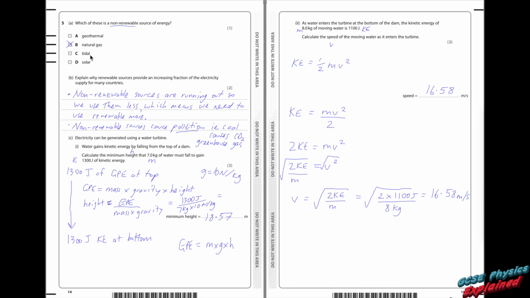Tidal, no, that won't run out. As long as there's a moon pulling on the oceans and the seas, there'll always be tides. And solar, that'll never run out as well. Well, not for 5 billion years, once the sun comes to the end of its life.